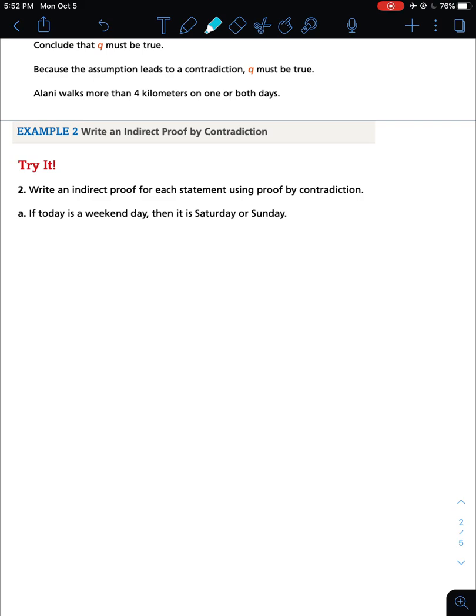This says that if today is a weekend, then it is Saturday or Sunday. This tells me to write an indirect proof for each statement using proof by contradiction. So the first thing I'm going to do is identify my hypothesis and my conclusion, because then I need to figure out the opposite of my conclusion. So my hypothesis is today is a weekend day.